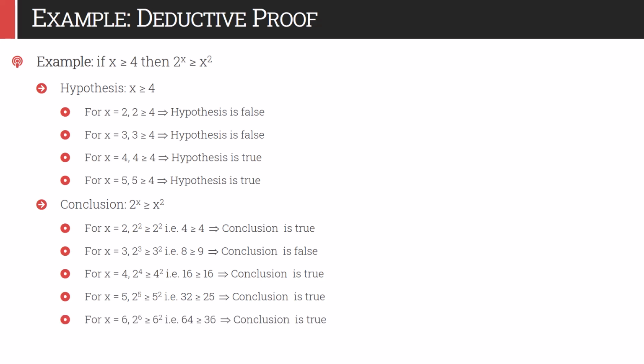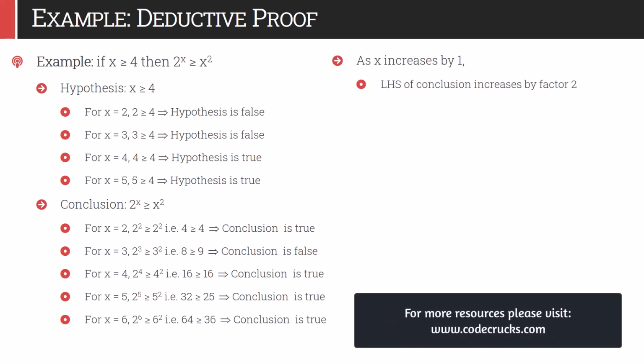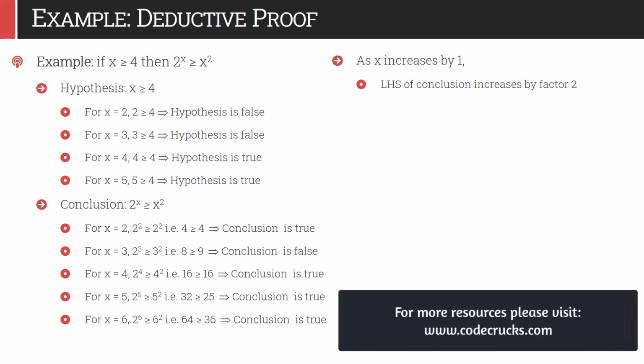So for 6, it is true. Now we will try to show that for any value of x, it will be true. So look carefully. As x is increased by 1, the left hand side part of the conclusion, that is 2 power x, is increased by a factor of 2.